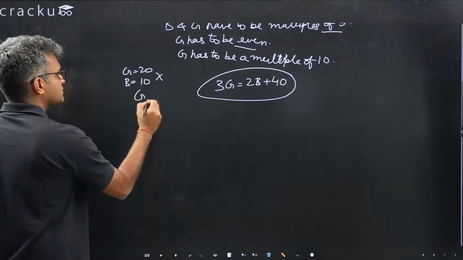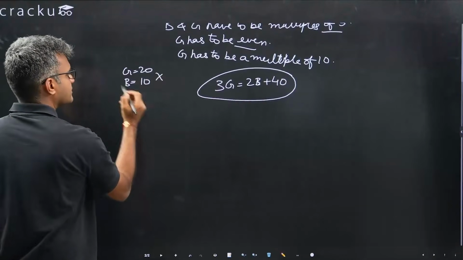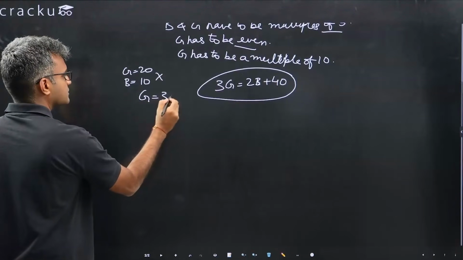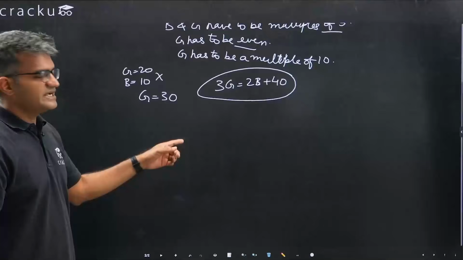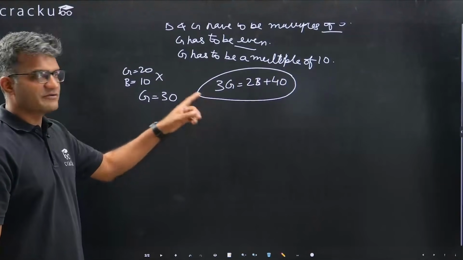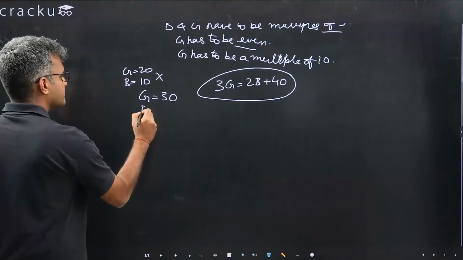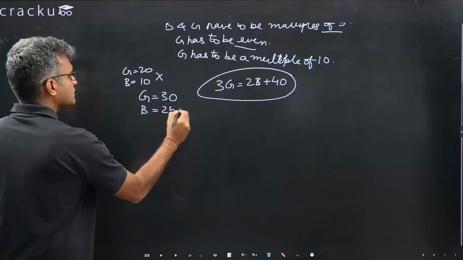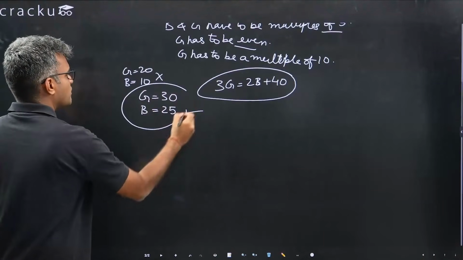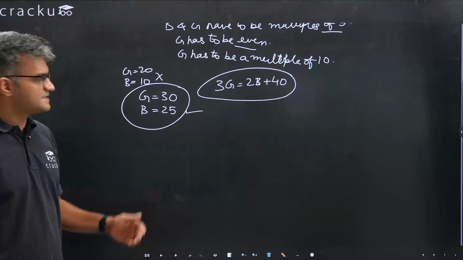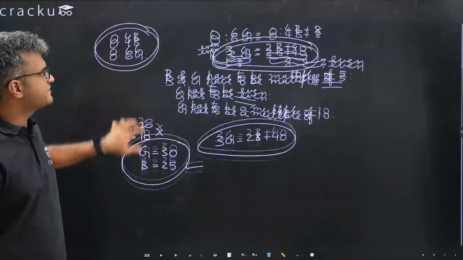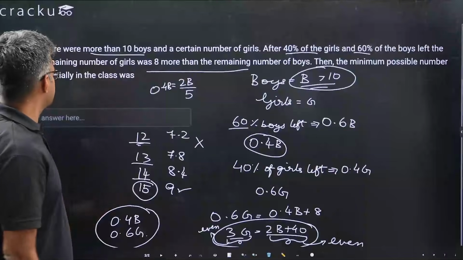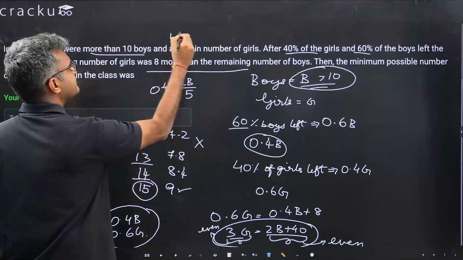If G is equal to 30, 3G is 90, 2B will be equal to 50 and B is equal to 25. This is valid. So the smallest possible number of students is B plus G, which is 55. So the answer for this particular question is 55.